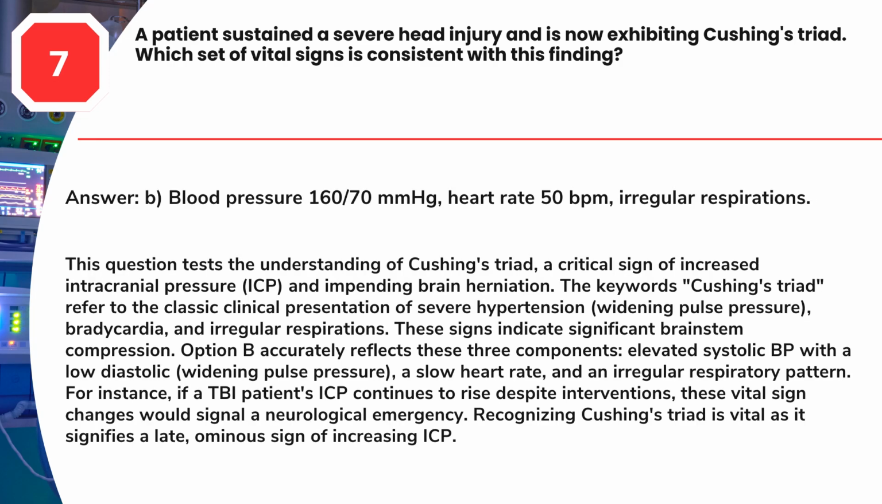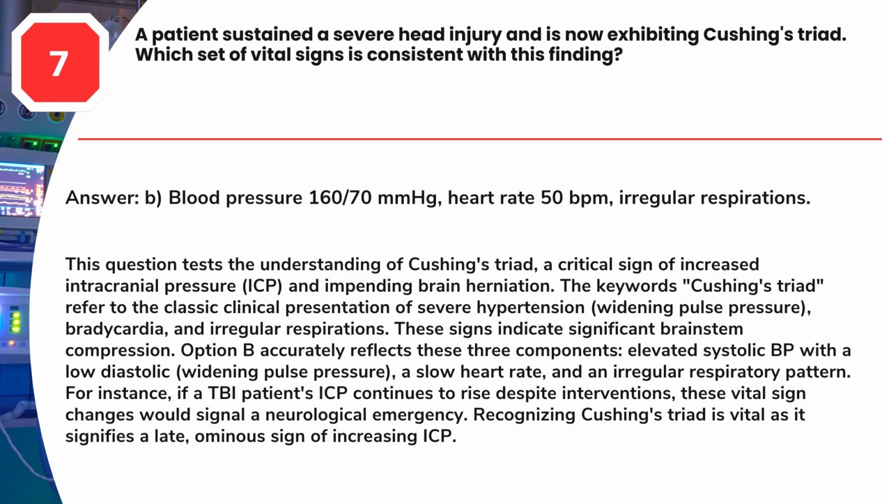Answer B. Blood pressure 160/70 mmHg, heart rate 50 bpm, irregular respirations. This question tests the understanding of Cushing's triad, a critical sign of increased intracranial pressure, ICP, and impending brain herniation. The keywords Cushing's triad refer to the classic clinical presentation of severe hypertension, widening pulse pressure, bradycardia, and irregular respirations. These signs indicate significant brainstem compression.